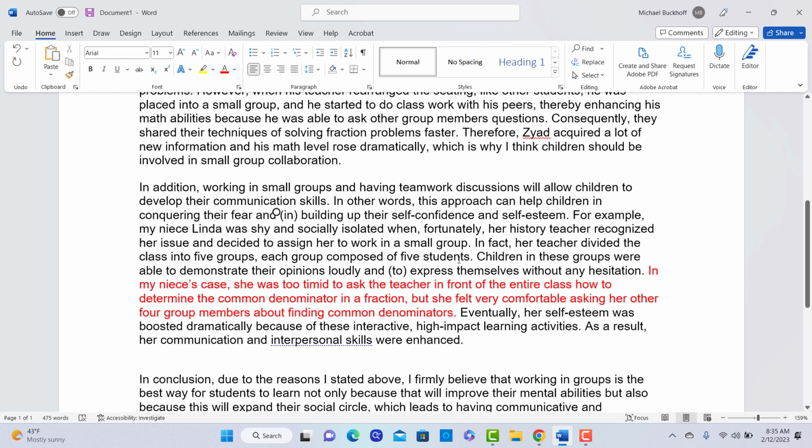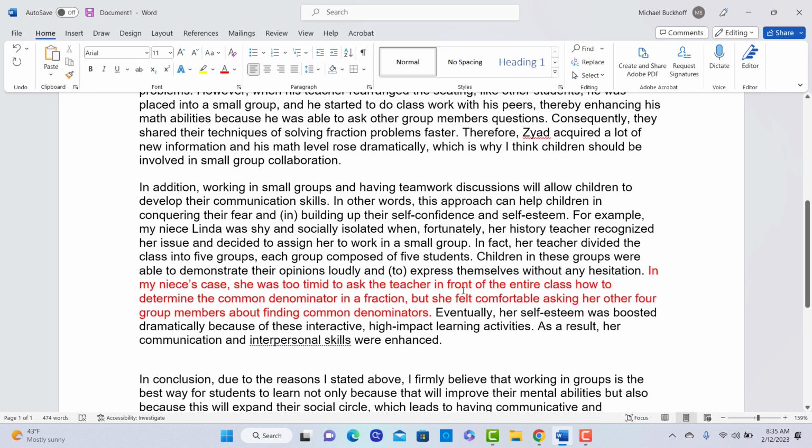In my niece's case, she was too timid to ask the teacher, in front of the entire class, how to determine the common denominator in a fraction, but she felt very comfortable asking, probably don't even need this word, she felt comfortable asking her other 4 group members about finding common denominators. Eventually, her self-esteem was boosted dramatically because of these interactive, high-impact learning activities. As a result, her communication and interpersonal skills were enhanced.